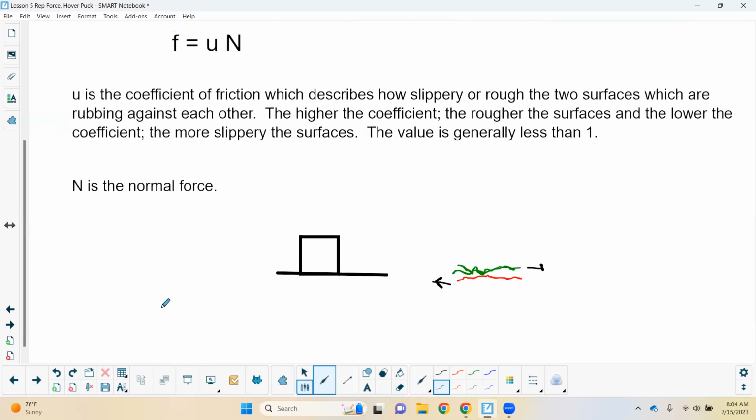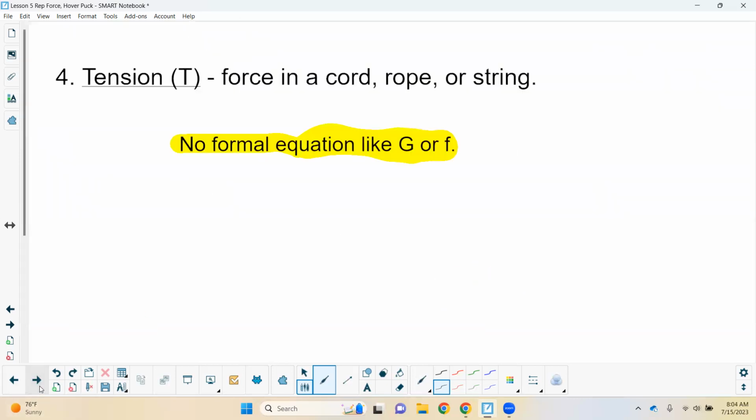So that's it for that. And then for tension, that's the last one. A tension is just a force in a cord or a rope or a string. There is no formal equation that we're going to deal with. There is one, but you don't worry about it in this class. So it's got no equation. Sort of like normal force, it's there. You can figure it out depending on the situation. Okay, so I'm going to stop there, and in the next video we're going to get into Newton's laws, and that's going to help us solve force problems as well.